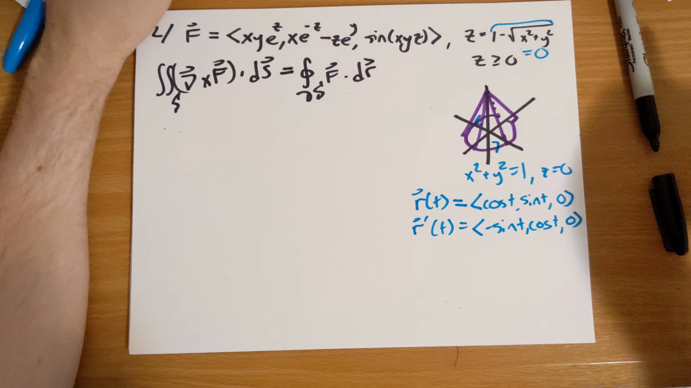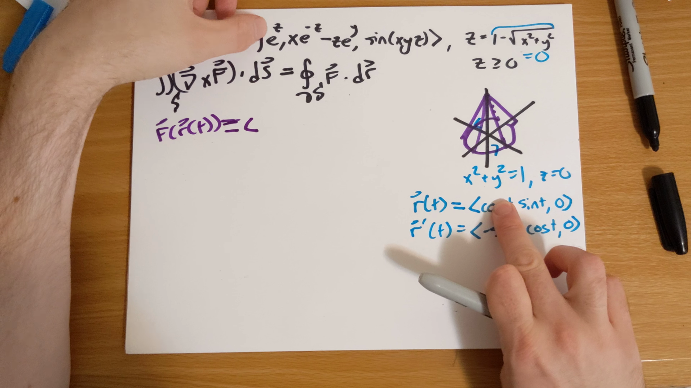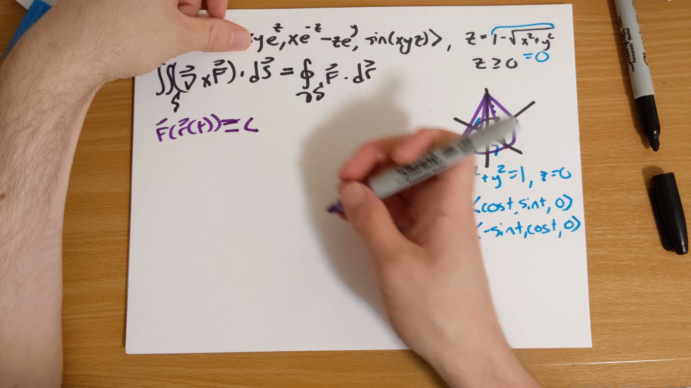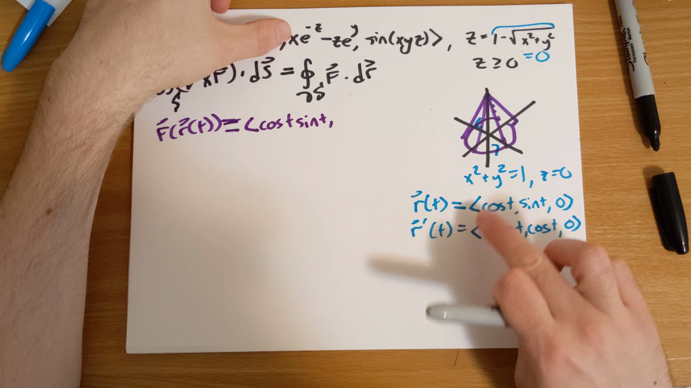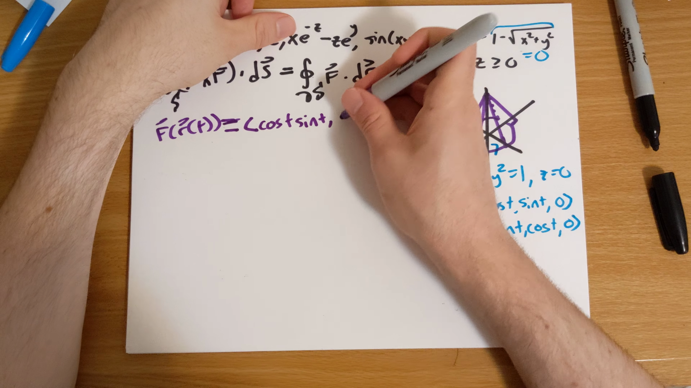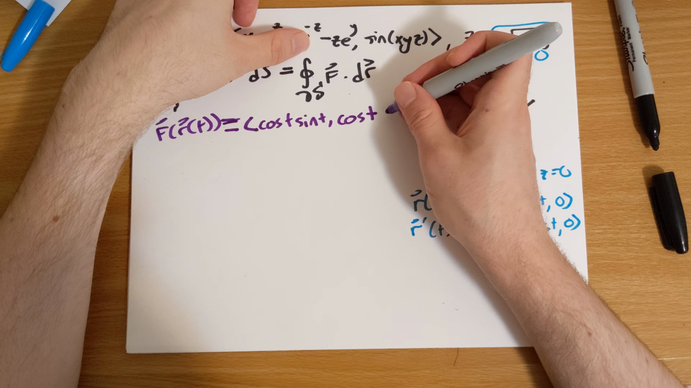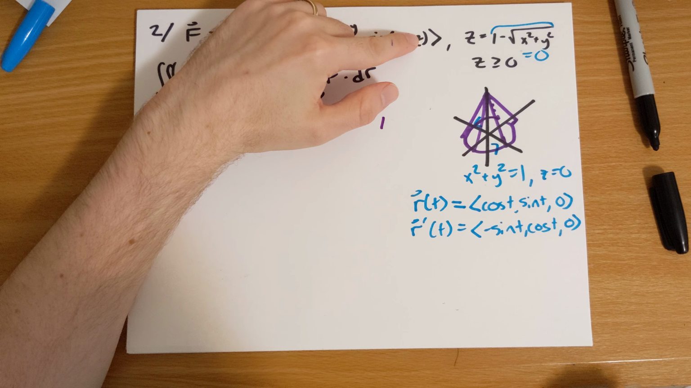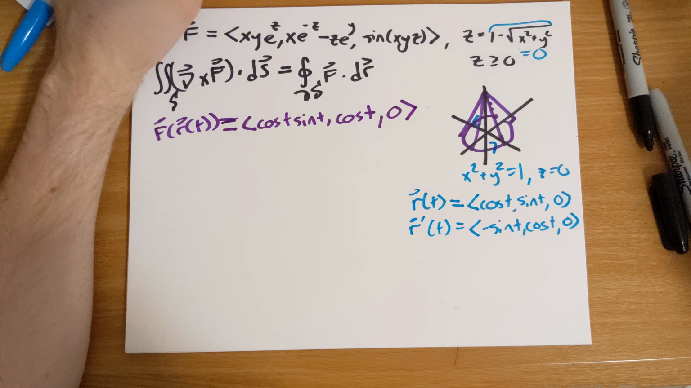What else do we need? We need f of r of t. We need to take our parameterization here and replace x with cosine t, y with sine t, z with 0. Okay, so we have x is cosine t, y is sine t, e to the 0 will just be 1. That's cosine t times sine t. X is cosine t, e to the negative 0 would just be 1. So that's just cosine t minus 0 times who cares. And sine of xy times 0 will just be sine of 0, which is 0. So there's our f of r of t.